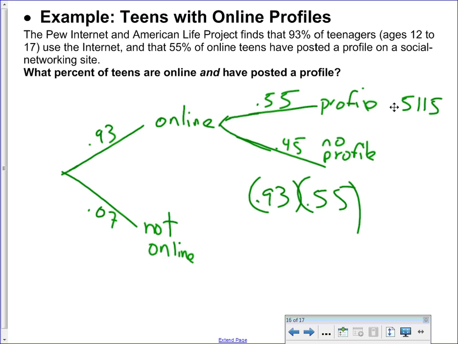Now we can get the end of each branch, which is 0.93 times 0.45. So this one is 0.4185. And this one, if you're not online, you can't have a social profile, is 0.07. And all the branches at the end of your tree, if you add this, this, and this up, will always add up to 1.